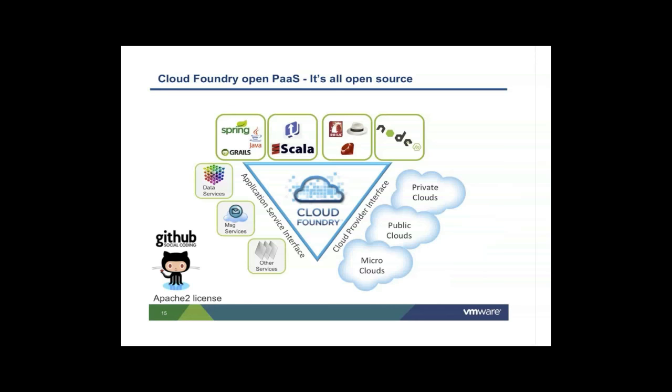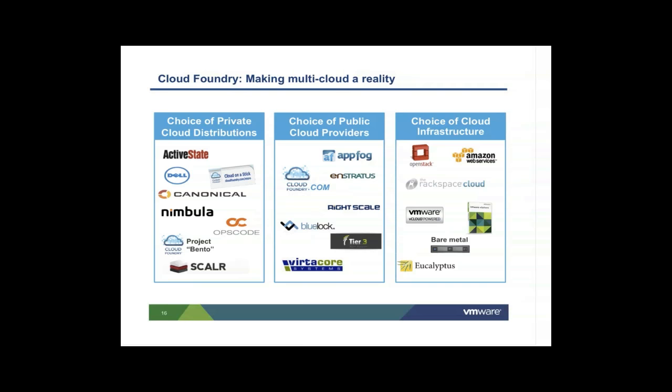And all of that is open source in GitHub. If you go to cloudfoundry.org, you can get all the source code of everything under the Apache 2 license. So multi-cloud, or choice of vendors for distributors and providers, is not just a buzzword. This is a reality in Cloud Foundry. So we see we have a choice of private cloud distributors, many vendors, choice of public cloud providers, and choice of cloud infrastructure.